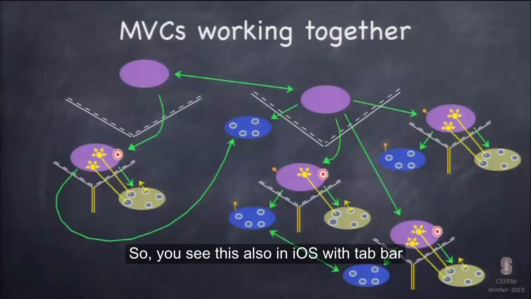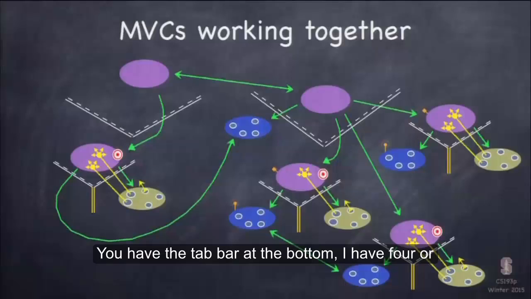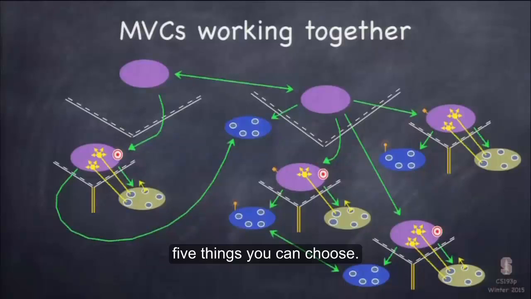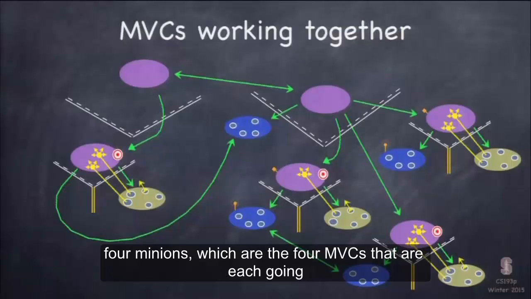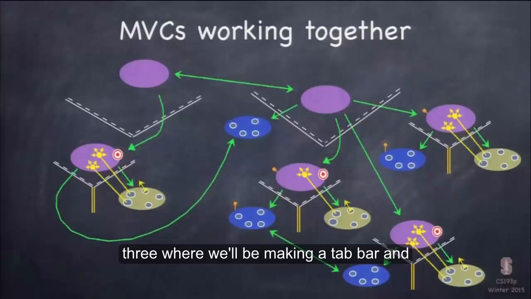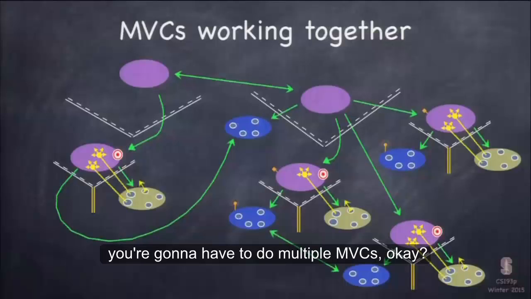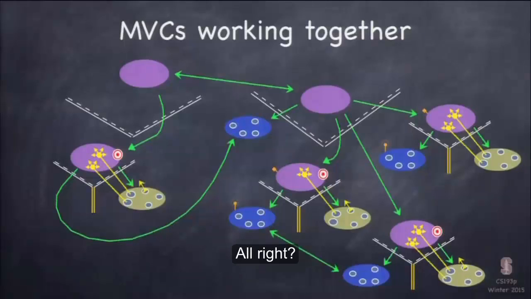So you see this also in iOS with tab bar controllers, right? You have the tab bar at the bottom might have 4 or 5 things you can choose. Well, there's some MVC at the top that has 4 pointers to 4 minions, which are the 4 MVCs that are each going to appear in a tab bar. And we'll be doing that, for example, in assignment number 2 or 3, where we'll be making a tab bar, and you're going to have to do multiple MVCs. So that basically results in a picture that looks kind of like this.